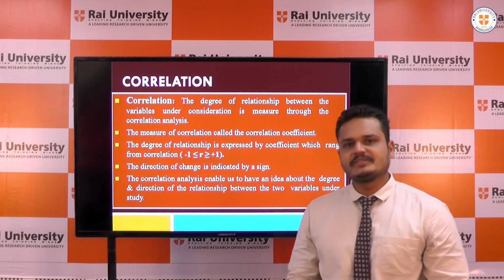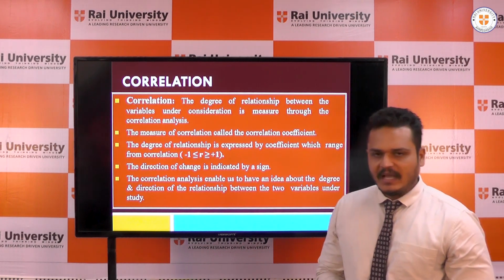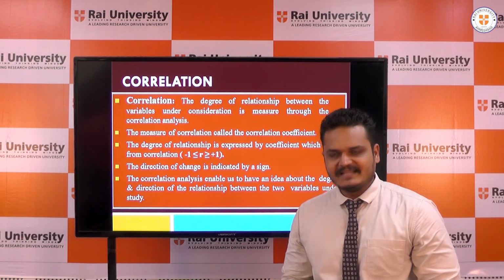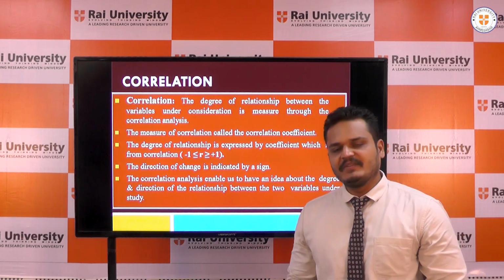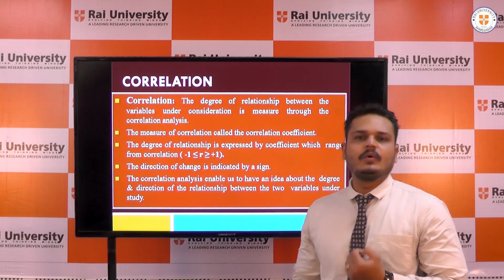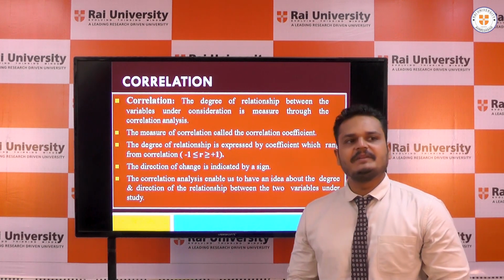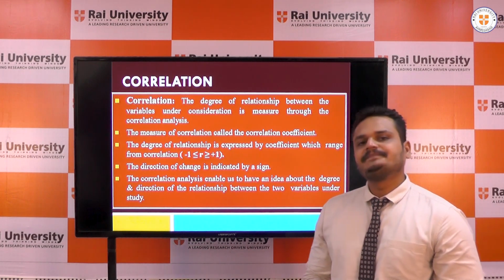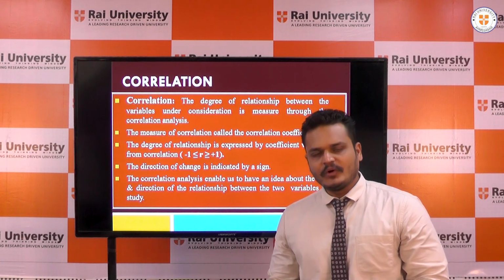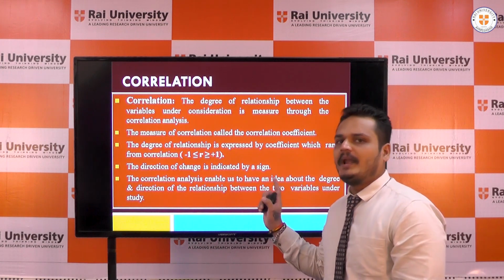correlation. What is correlation? Correlation is used to know the relation between two variables. In simple language, we can say that to know the extent of relation between two variables, we are using correlation analysis. Correlation is used to measure the relation between two variables. The measure of correlation is denoted by the correlation coefficient. Correlation coefficient is denoted by small r.